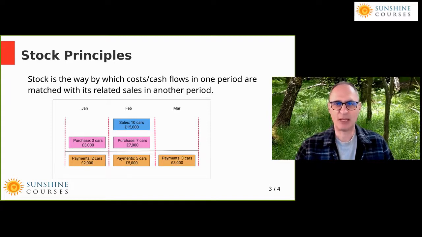So in February, we only bought 7 cars, but we were able to sell 10 cars because we had stock of 3 cars at the beginning of the period. So that's the principle of stock. It's shifting the cost that you incur in one period, where you have to buy things to be able to sell them, and then allocating them in a different period if you sell them in a different period. In other words, if you have stock at the beginning of your accounting period, this session is all about what that stock is, how you value it, and how you account for it.